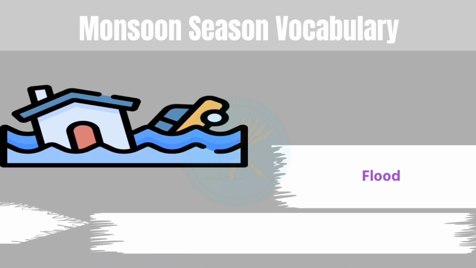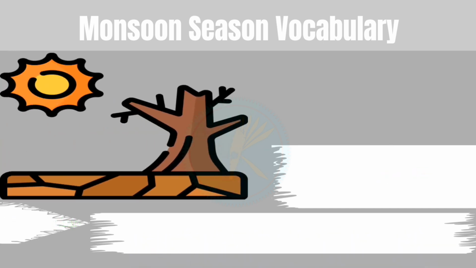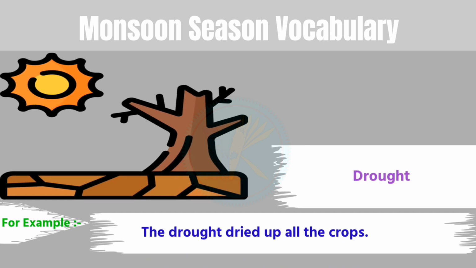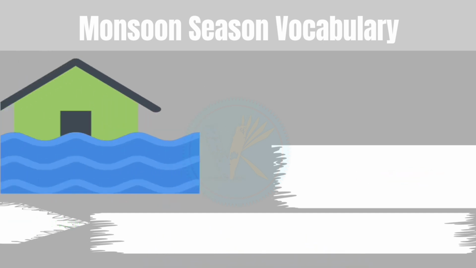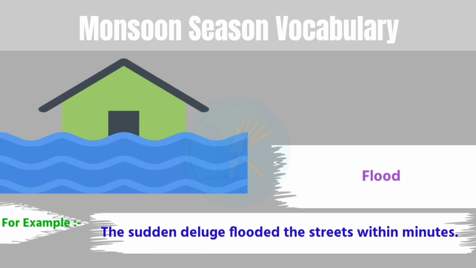Next, flood. Flood. For example, the flood washed away everything in its path. Next, drought. Drought. For example, the drought dried up all the crops. Next, flood. Flood. For example, the sudden deluge flooded the streets within minutes.